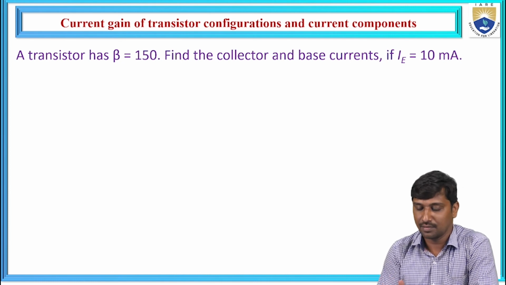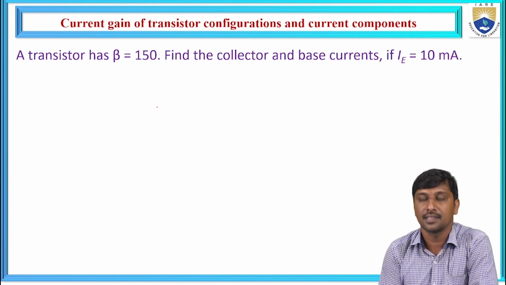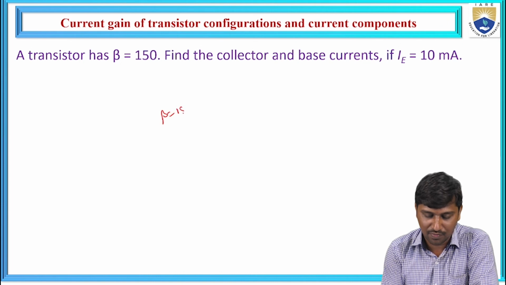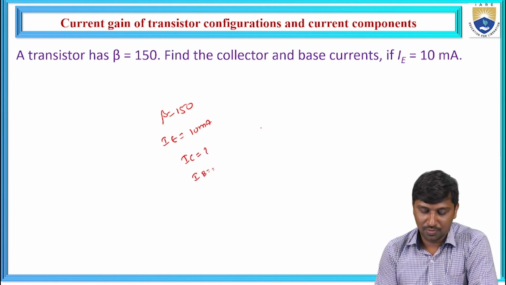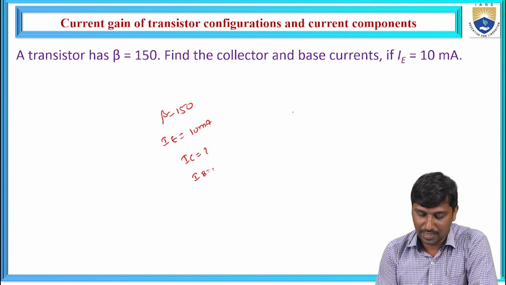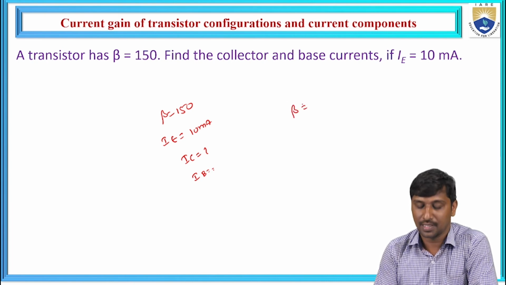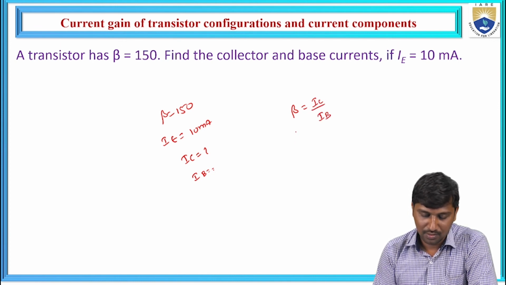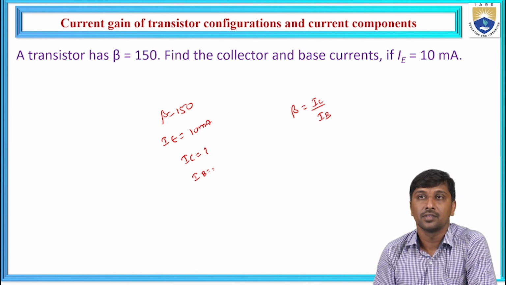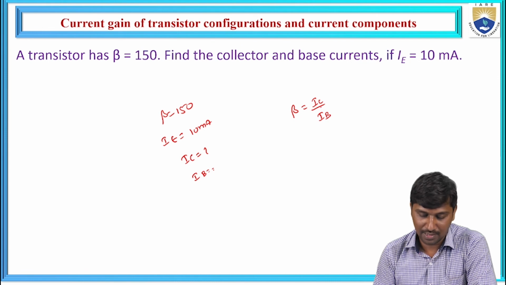Now, a transistor has beta 150. Find the collector and the base currents. If beta is 150, then IE is 10 milliamperes. Now find out the IC and IB. So for this case, we know that beta is equal to the ratio of collector current to the base current. Here the beta is a known parameter, IC and IB are unknown parameters.